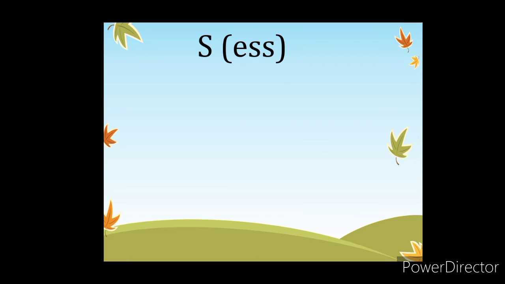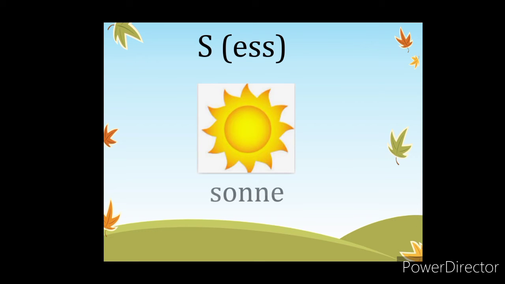S sounds same as in English, S. That is the phonetic sound of the letter S is same as in English S, but while pronouncing it in a sentence or in a word, it is pronounced as za, like in Sonne. Sonne means sun.